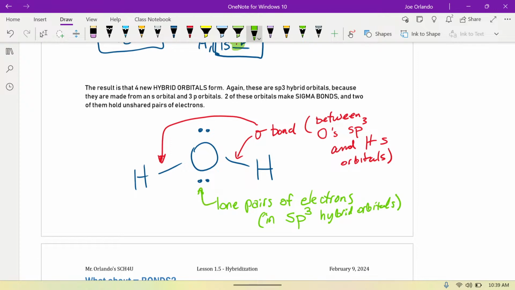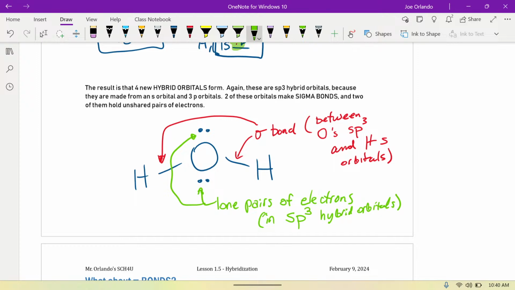Sigma bonds happen between hybrid orbitals. Lone pairs live in hybrid orbitals if that atom is otherwise bound. Sigma bonds live in hybrid orbitals. Lone electrons that aren't shared end up living in hybrid orbitals. They don't stay at 90 degrees and 180 degrees to each other because that isn't the best way for them to stay clear of the stuff it's bonded to.